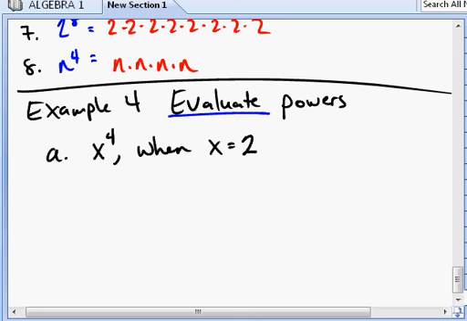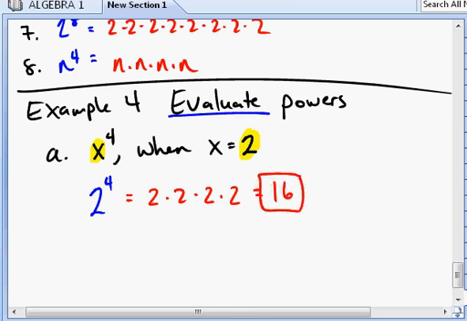So since we're evaluating, the first thing is the substitution part. So it's 2 to the 4th. Good. We're substituting: the x comes out, and what goes in the place of the x? The 2. Okay? So that's the substitution part. Now we got to do the operation. You might want to rewrite this as 2 times 2 times 2 times 2, right? What does that make? It's 16. 4 2's multiplied is 16.